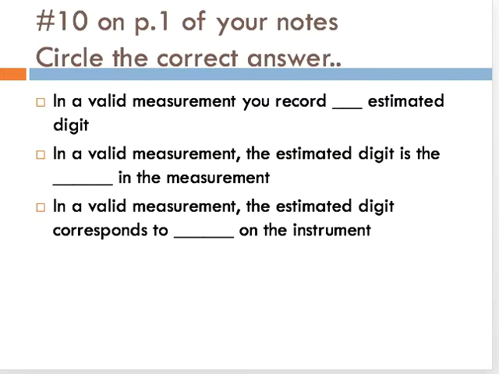So if you look on page 1 of your notes, you'll see at the bottom number 10. Again, this was a sort of shorter POGL, and you're going to fill in these blanks. It says in a valid measurement, you record the blank estimated digit. In a valid measurement, the estimated digit is the blank in the measurement. And in a valid measurement, the estimated digit corresponds to the blank on the instrument.